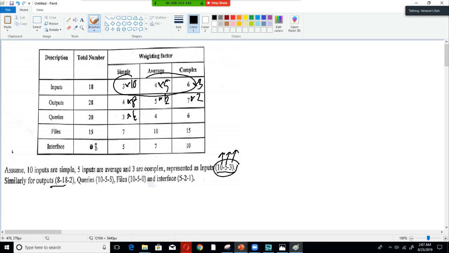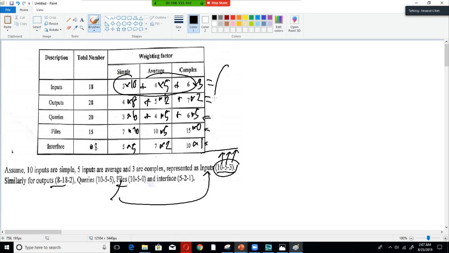3 multiplied with 10, 5, 5 into 10 into 5 into 0. You have to notice if these are in the same order, the files might be in this place and inputs might be here, so pay good attention when reading the question. So now we have to sum these, then after that we have to sum all of these.